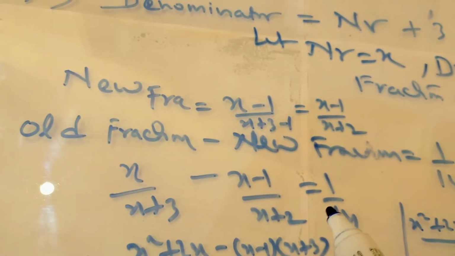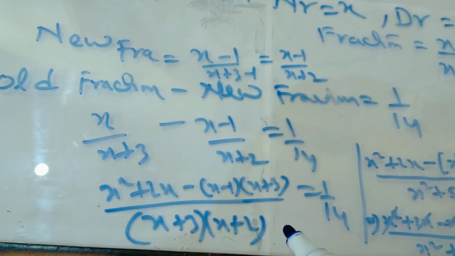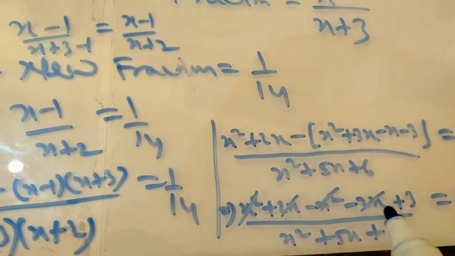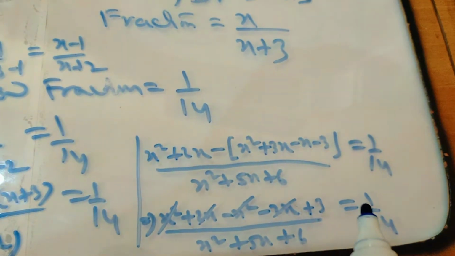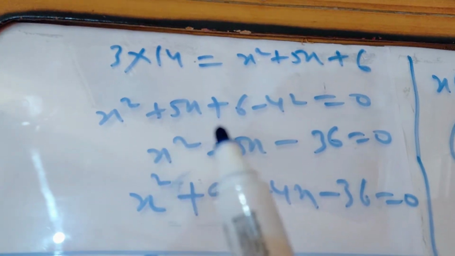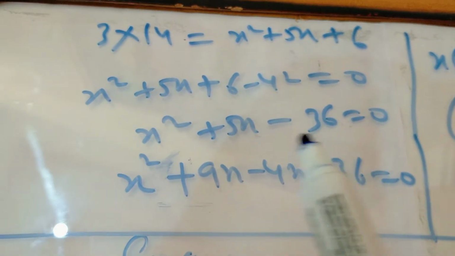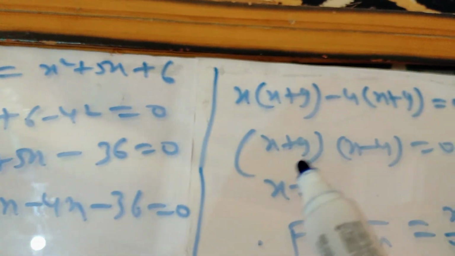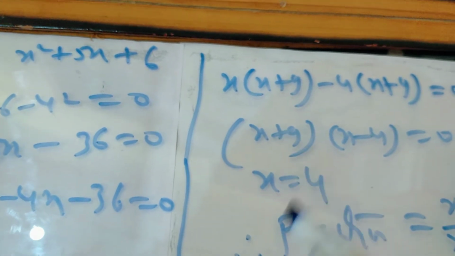So I have substituted the value, solving this equation by cross multiplication, taking the LCM, and finally everything has cancelled out from the numerator and only 3 will remain. Then x square plus 5x plus 6 is there, equal to 1 by 14. After cross multiplication we got this, and then finally we got this quadratic equation. This quadratic equation has been factorized. 9 into 4, we got two factors, x plus 9 and x minus 4. x is giving the suitable value 4, because the other will give a negative value.